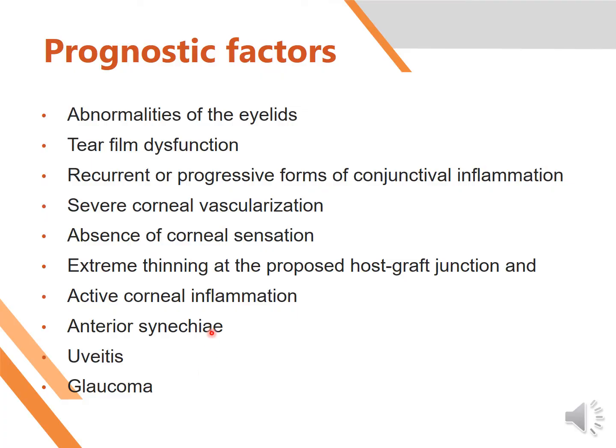Now the prognostic factors. There are some prognostic factors which actually tell you that the keratoplasty results may not be very good, and these are abnormalities of the eyelids, which need to be corrected first. If there's a tear film dysfunction, that needs to be addressed before doing keratoplasty. Conjunctival inflammation, severe corneal vascularization, absence of corneal sensation, extreme thinning, corneal inflammation, anterior synechiae, uveitis and glaucoma, all these need to be addressed before doing keratoplasty, otherwise there are more chances of keratoplasty to be failed.